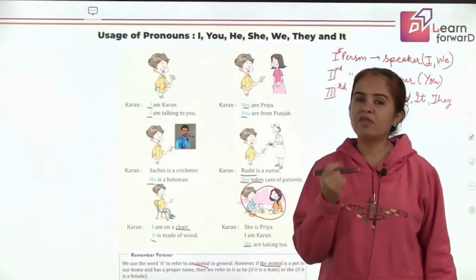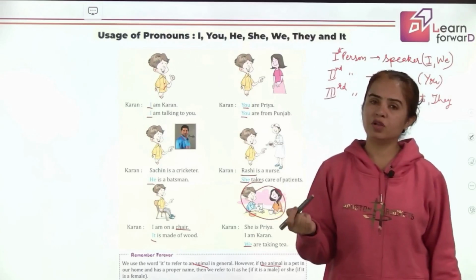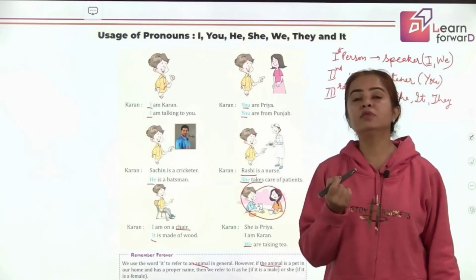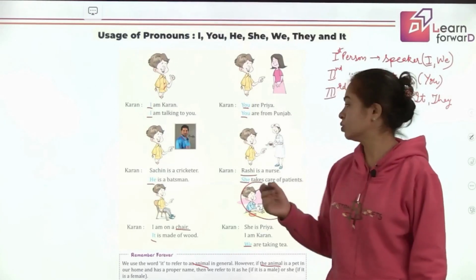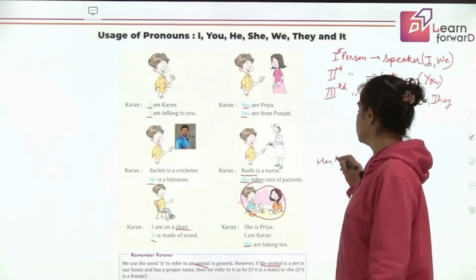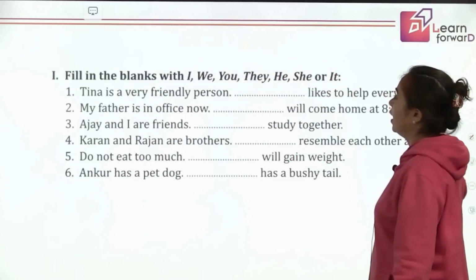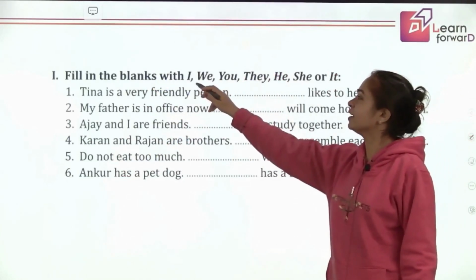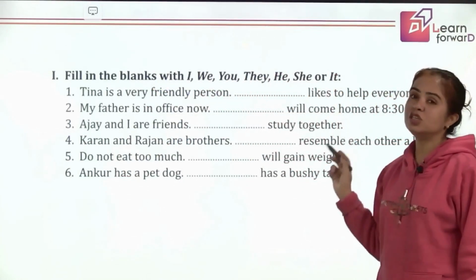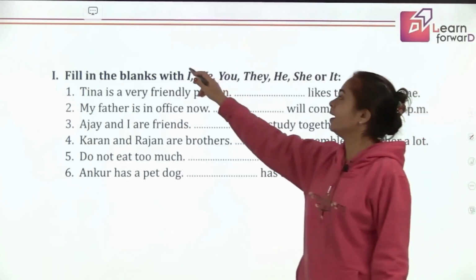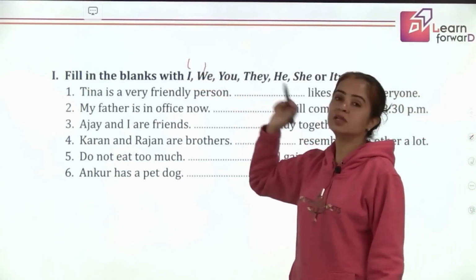And if you have a pet, if you know the gender of your pet, then sometimes for animals also, we use he or she. Okay, so let's move and do this exercise. Fill in the blanks with I, we, you, they, he, she, or it. We have just done, I is the speaker in singular, we is in plural.